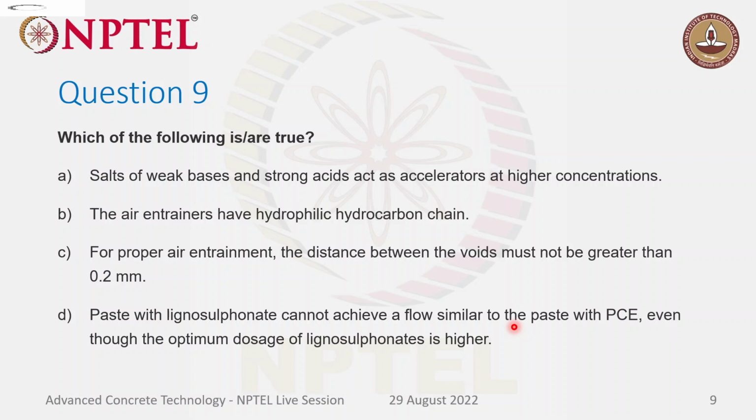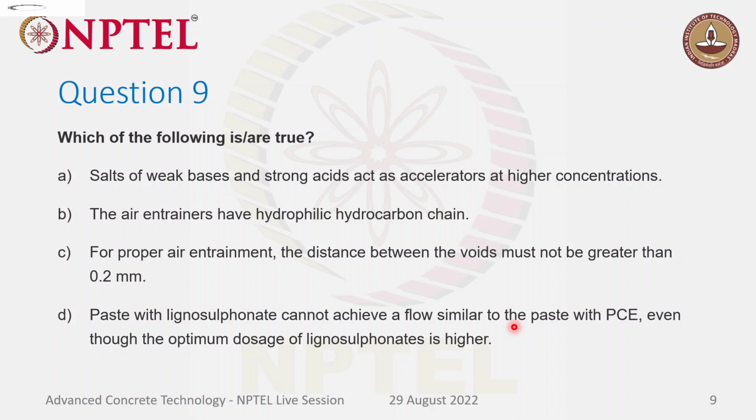Okay, so you have to pick the statements which are true. Leave out the wrong statements and please put the statements which are correct. Let me read out the statements for you. Option A: salts of weak bases and strong acids act as accelerators at higher concentration. So they're saying that salts which have weak bases and strong acids act as accelerators at higher concentration. Option B: air entrainers have a hydrophilic hydrocarbon chain. Option C: for proper air entrainment, the distance between the voids must not be greater than 0.2 mm or 200 micron. So for proper air entrainment, the distance between two voids should not be greater than 0.2 mm.